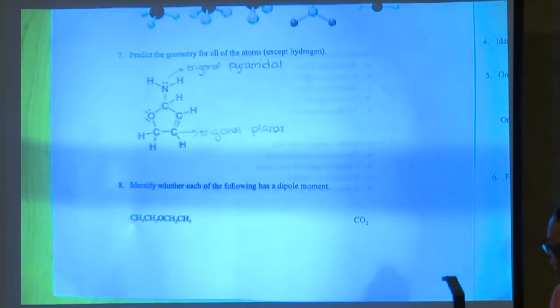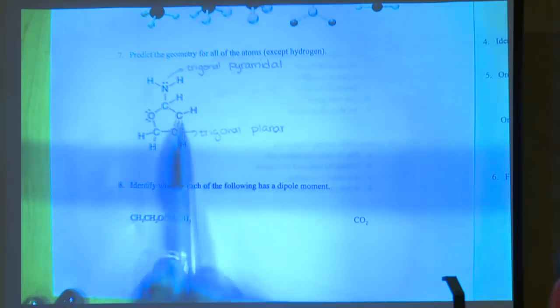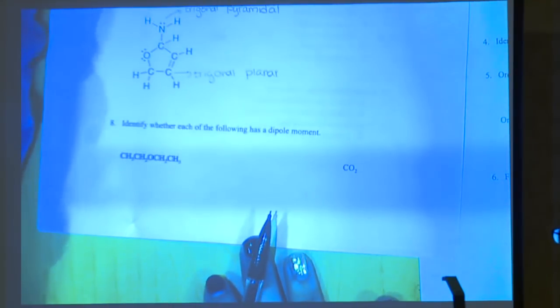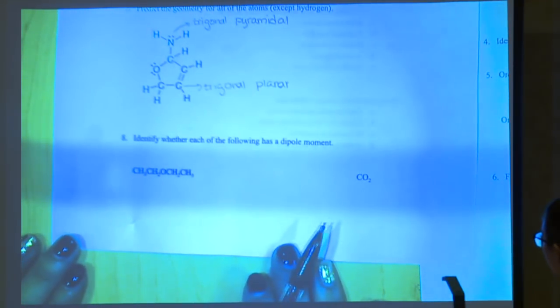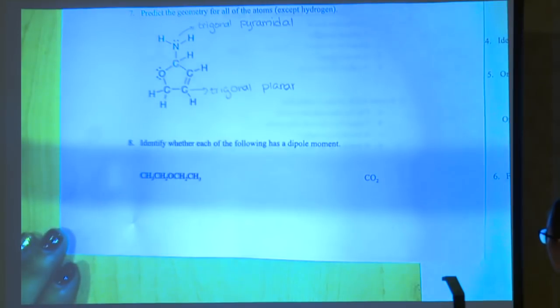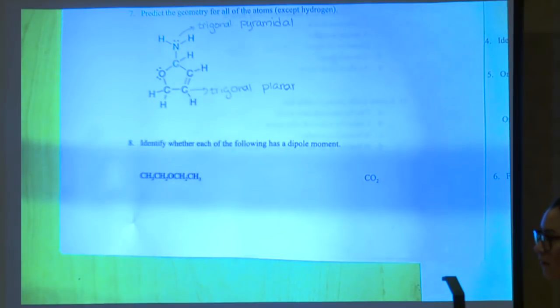That'll probably... This is also trigonal planar. That'll most definitely be, if you're in Dr. Dowdy's class, it'll be a question for sure. He likes to go back to that stuff. Okay, so identify whether each of the following has a dipole moment.